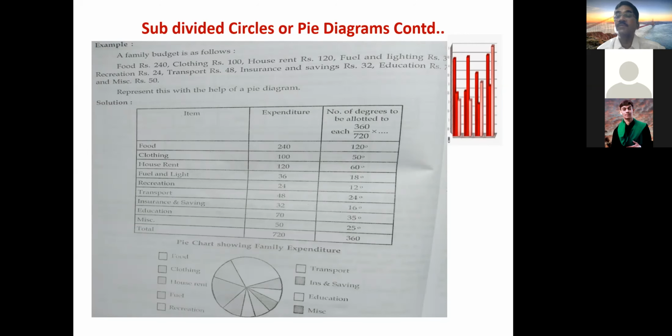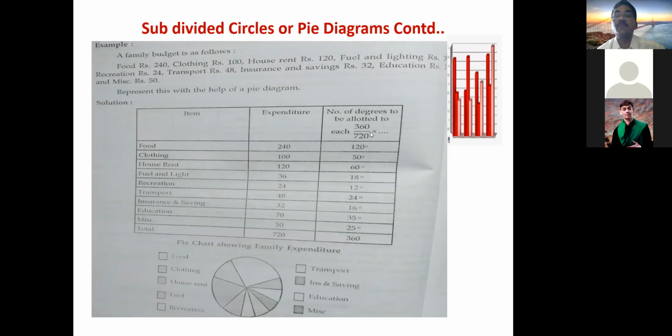What is this 360 degrees? Total degrees of the pie chart or a circle. So that is why component-wise you have to calculate the degrees. You have to divide the circle component-wise like this. I repeat the formula once again. What is the formula I gave? How have these degrees come component-wise? On the basis of this formula, we have calculated component-wise degrees.